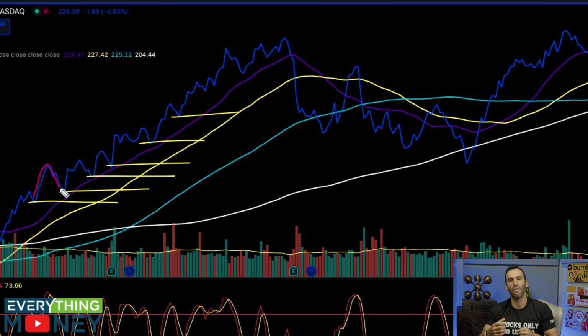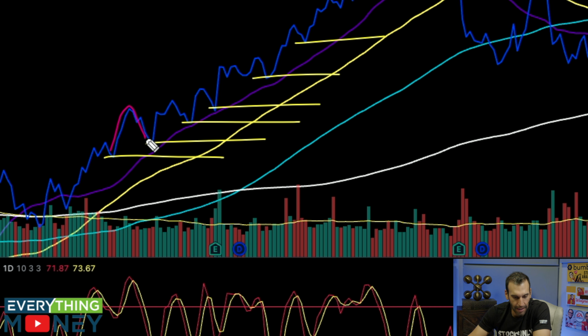We like to have pullbacks. Let me say that again. We like to have pullbacks. And some of you are probably saying, why would you want a stock price to go down? Because I look at this over the long term. If a stock price comes down and it doesn't drop below a certain support level, that means it's going to have more strength and more stability to continue to climb, and that's exactly what we see here.